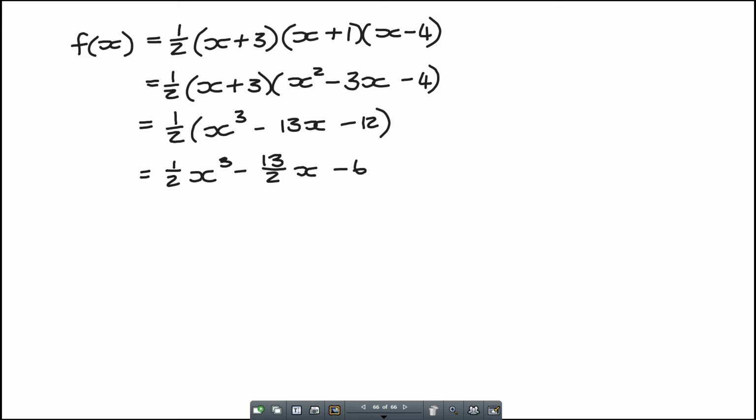Okay, so the value of a was what? A half. Die waarde van b is die koëffisiënt van x kwadraat. Nee, is there an x squared? No. So what's the value of b then? 0. Okay. C is the coefficient of x. So dit gaan wees minus 13 op 2. And d is that constant, meaning the one without the x, and that was minus 6. Is julle by? Maak dit sin? Okay.